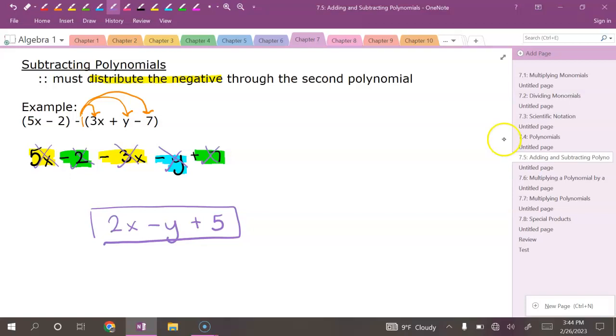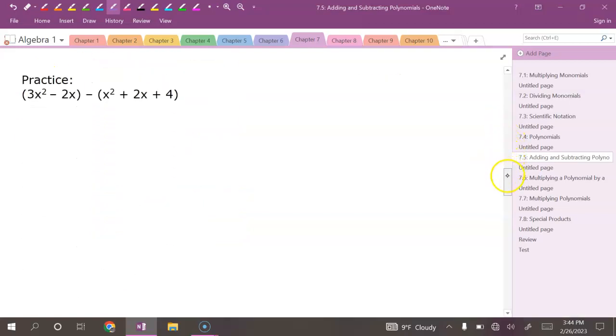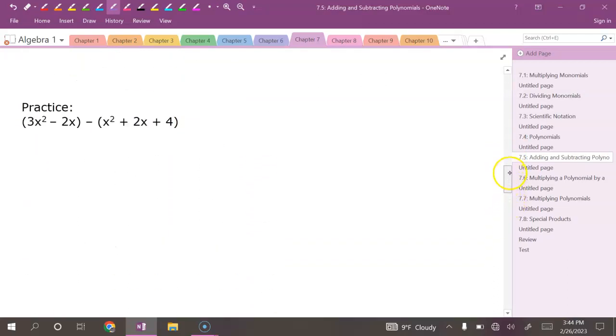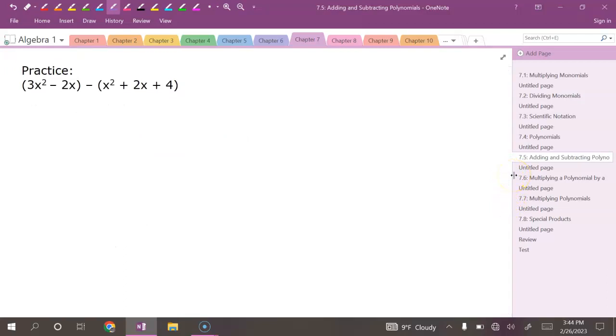Okay? Now there are 2 practice problems here, this one and this one, okay? And I want you to go ahead and try to do both of those right now. So if you need a couple minutes, I would pause your video here and try to do these 2 examples, and then come back, keep watching, and see what they should look like.